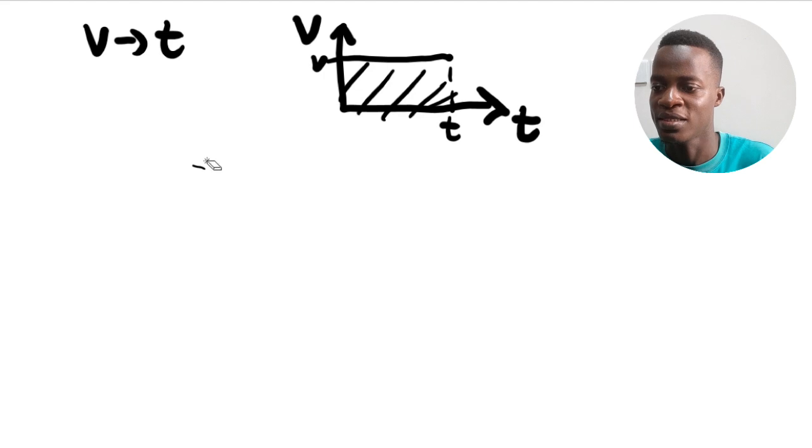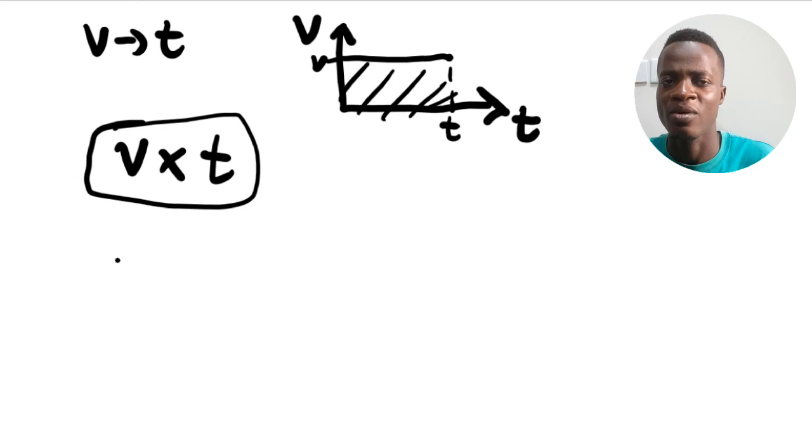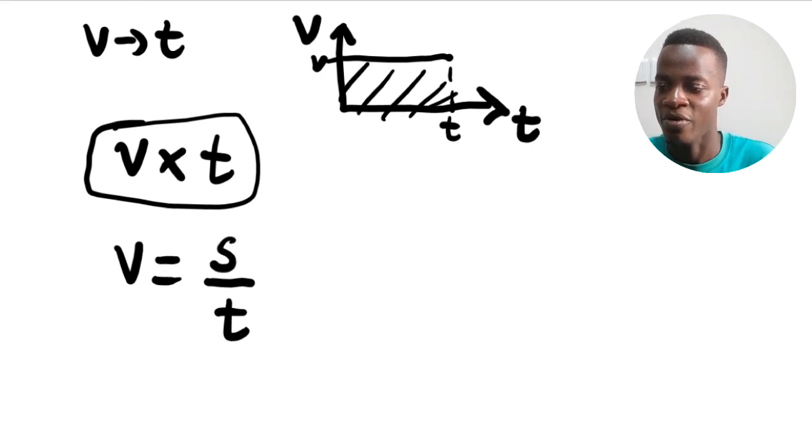So in this case, we are not dealing with y and x, but we are dealing with v times t, velocity times time. So what particular parameter will this give us? You also need to keep in mind that velocity is equal to displacement s over time, right? This is the formula for velocity that we have discussed so far.